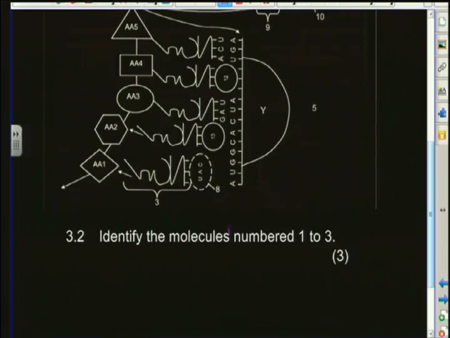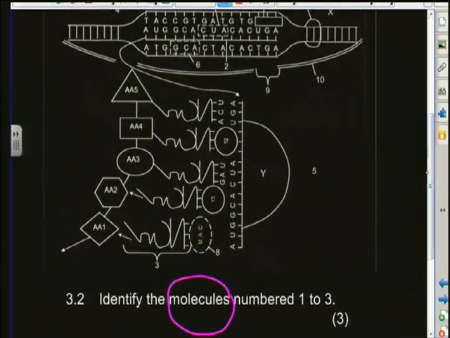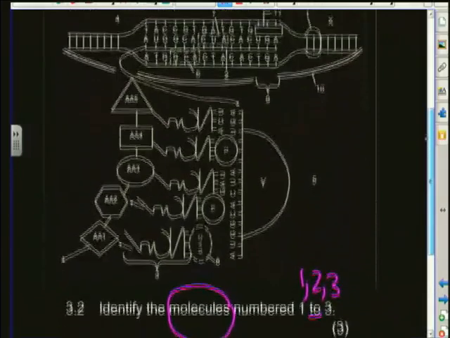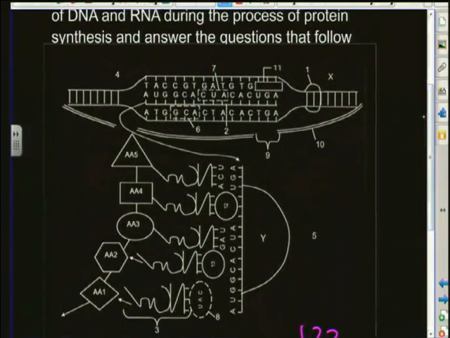Identify the molecules. Identify the molecules numbered 1, 2, 3. All right, now look here. It says 1, 2, 3, not 1 and number 3. Number 1, number 2, and number 3. Little things like that can cost you those very small marks. Let's start. Number 1, okay?